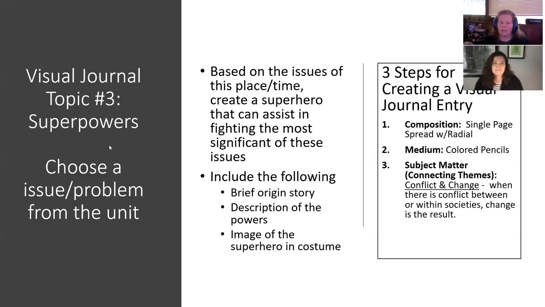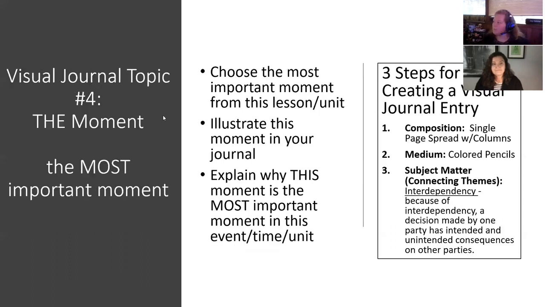And you saw in one of our slides, the little hero in the middle, this is going to be a radial design. So they're going to put their superhero in the middle. They're going to put the powers, explain why they need these powers, what issue they are trying to solve, and a little bit of their backstory, so some creativity going on, an origin story. And this can work really in any classroom.